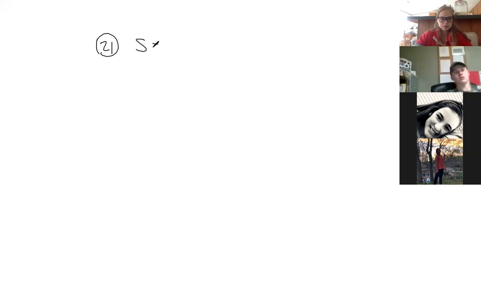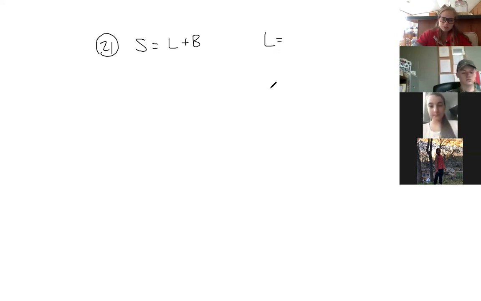S equals L plus B. There you go. L plus B. And guess what? That's the same formula for the surface area of a cone, too. But check out this L right here. Let's find the lateral surface area. Priscilla, what's the formula for the lateral surface area for a pyramid?